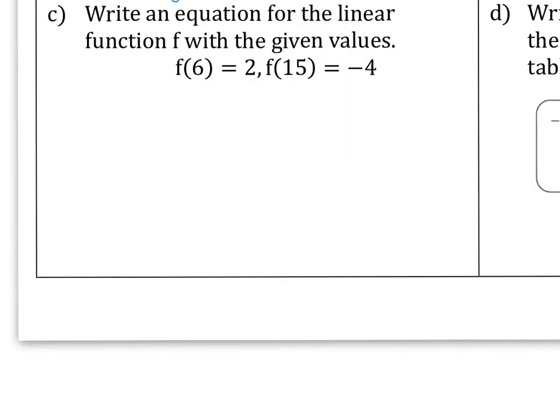Part C, write an equation for the linear function f with the given values. So if you're given a problem like this, you can rewrite this as 2 points. And then you can find a slope. So this actually looks like the previous problem. Negative 4 minus 2.